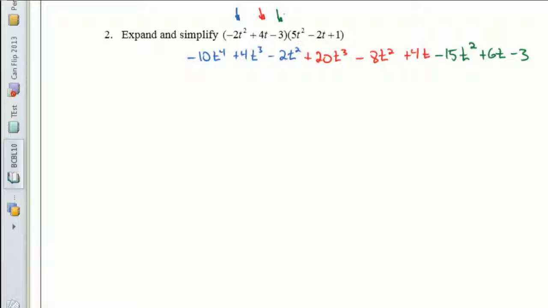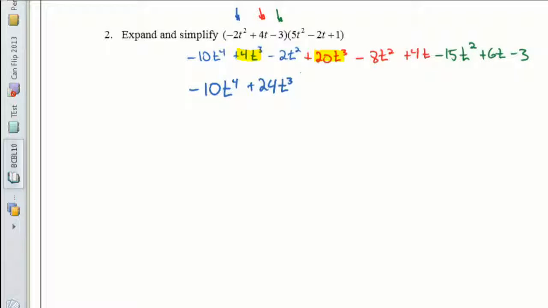So after I get here, I need to combine any like terms I have. The first thing I see is this negative 10t to the 4th power. I don't have any other 4th powers, so I'm going to just keep that one and bring it down. T cubed, I have a t cubed here, I have a t cubed here, and that's it. So how many do I have? I have 4 and 20. I have 24 t cubed altogether.